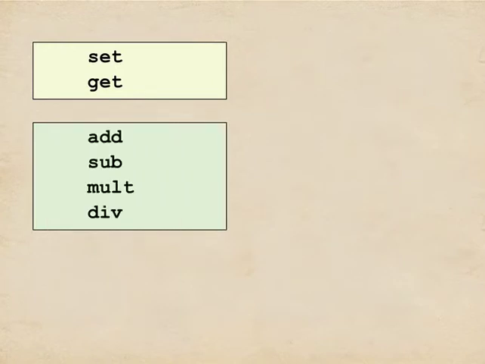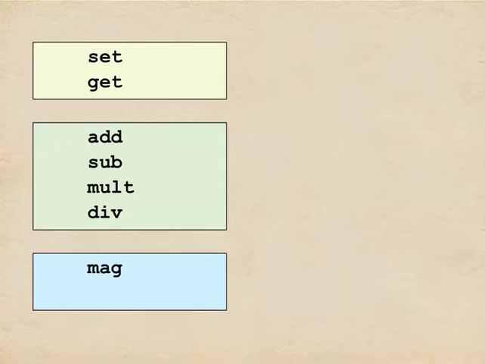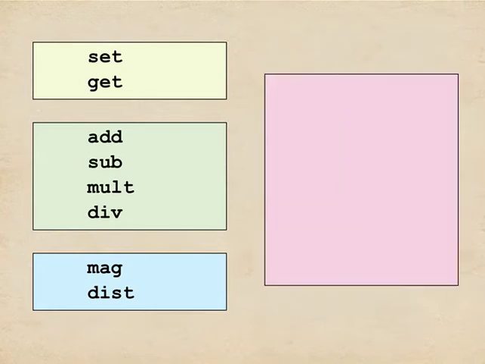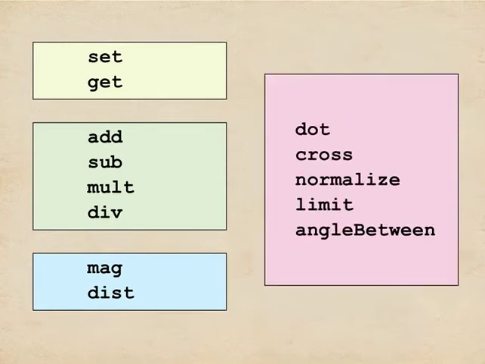The second set has to do with math. We can add and subtract two p-vectors, and we can multiply and divide a p-vector by a float. The third set were just kind of useful geometric tools. We have mag that tells us how far a p-vector is from the origin, and dist that gives us the distance between 2 points. You're probably going to end up using dist a lot more often than you use mag. And then finally, for the folks who like advanced geometry, there were a bunch of advanced calls to let us take the dot product, the cross product, normalize a vector so it has a length of 1, limit it so it's no larger than some value, and angle between that lets us find the angle between two vectors.